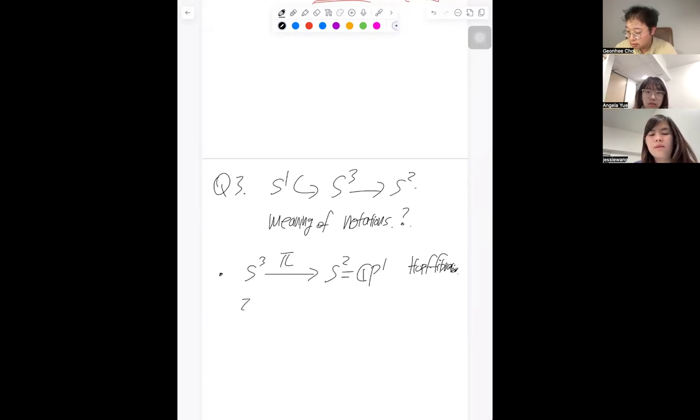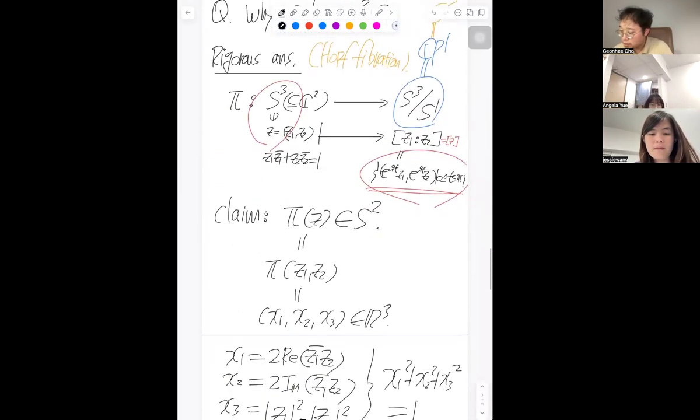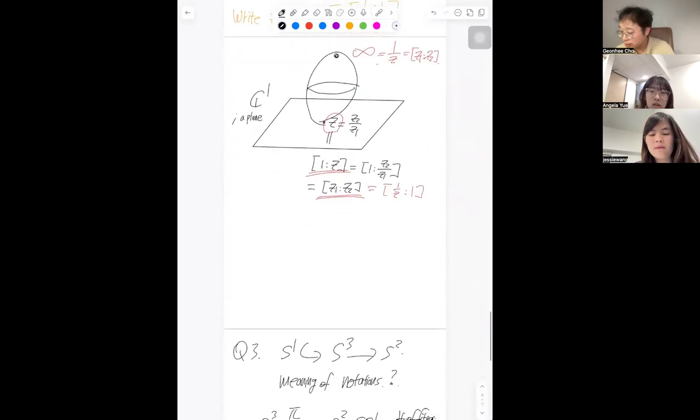Let me just repeat. This just means Z consists of Z1, Z2. We just map this to be the bracket of Z, which consists of, say, e to the i t Z1 with e to the i t Z2. And this part justifies why this becomes a sphere, a two-dimensional sphere. Is it okay with you? This is the way to justify. You can take a look.